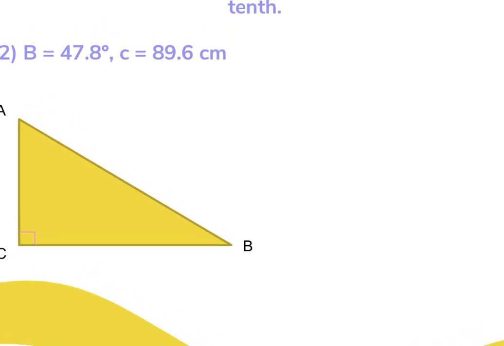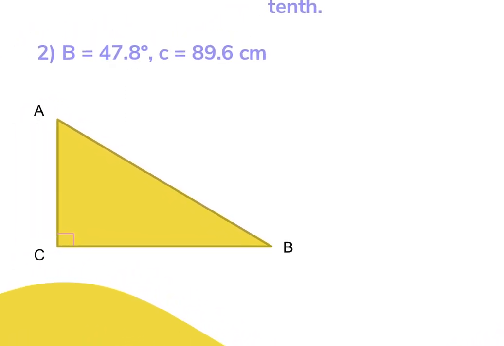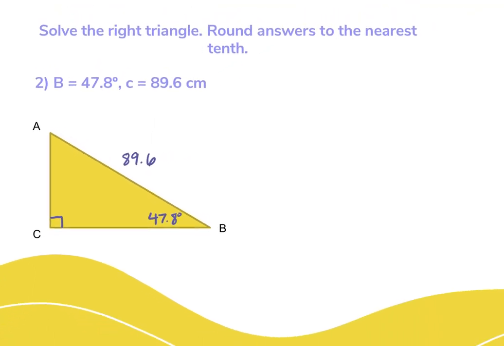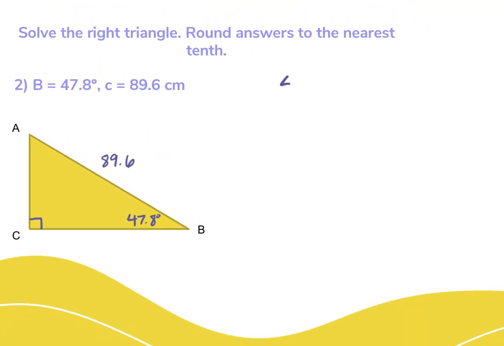Again, it says solve, so I'm finding anything that's missing. I have angle C already marked as the right angle. Angle B is 47.8 degrees. And side C, which is opposite the capital C, in this case your hypotenuse, is 89.6. So I need angle A, side A, and side B.